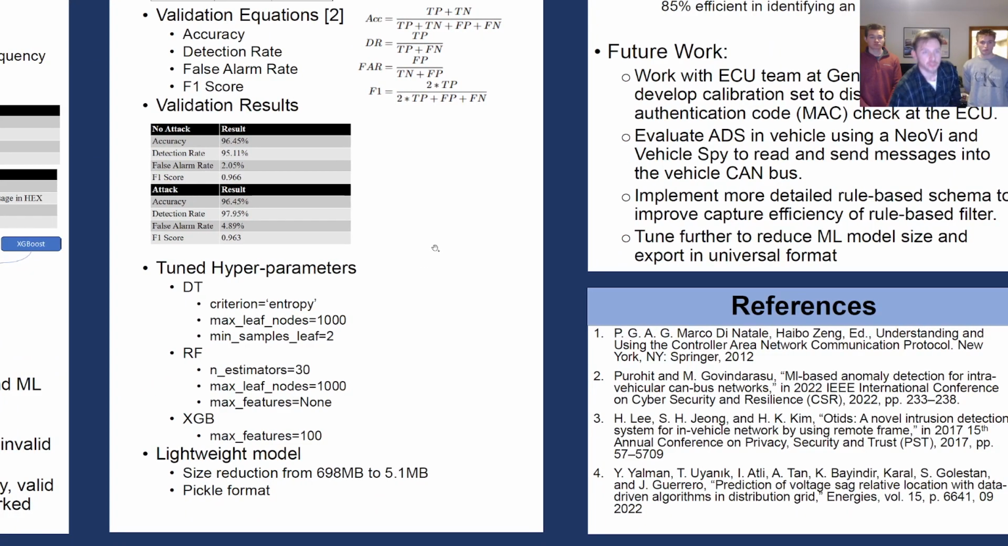And then for the hyperparameters, we tuned several parameters for decision tree, random forest, and XGBoost. By tuning these to these specific values, we were able to reduce the size of the model from 698 megabytes to just 5.1 megabytes. This was exported into a pickle format, which can be used on an ECU.